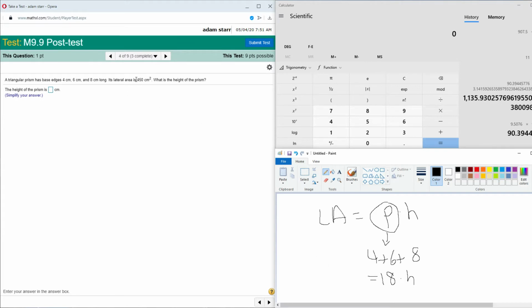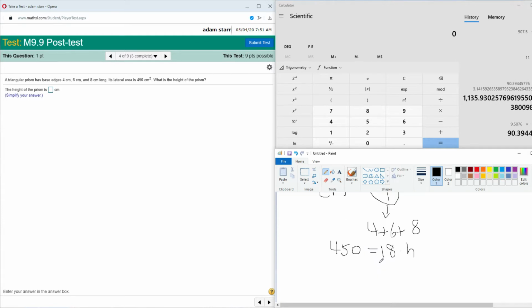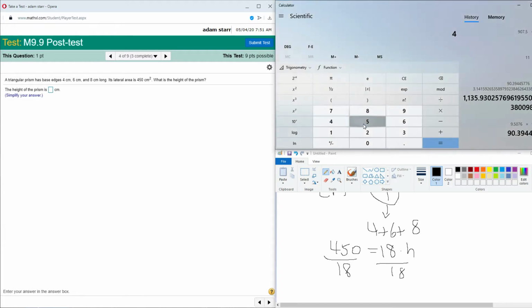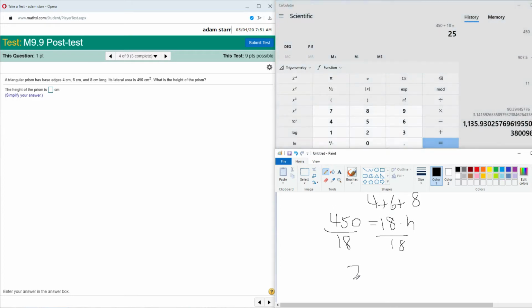And my lateral area it's giving to me is 450. So now I can solve this for h, which is what it's asking. So I just have to divide both these sides by 18. So I have 450 divided by 18, which is 25. So 25 centimeters is the height.